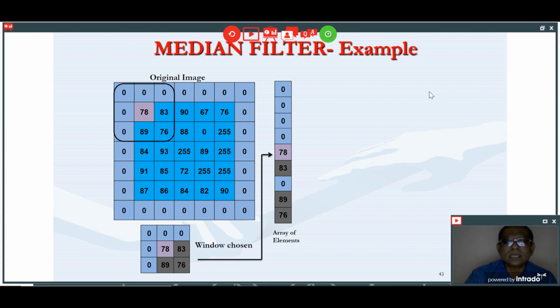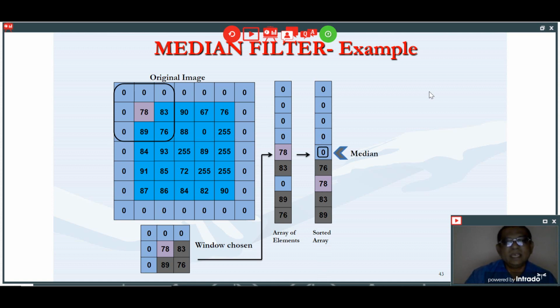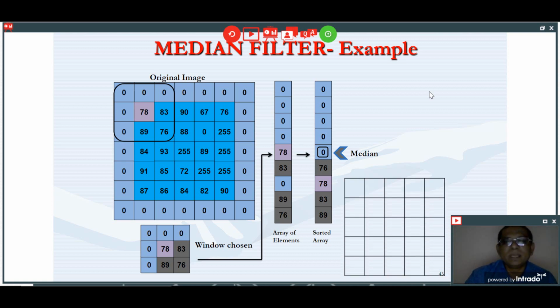The first operation in the median filter is sorting of the pixels, either in ascending order or in descending order. So we have sorted it in ascending order. The next important operation is finding the mid value, which is the median. So what we have done, we have chosen a portion of the image. We call it windowing. Within the window, the pixels are arranged in this way, and then we are sorting it and finding the mid value that is being replaced for this 78. So this action we call median filtering.